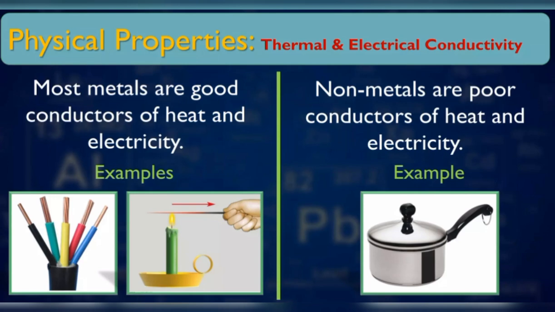Then comes thermal and electrical conductivity. So most of the metals are good conductors of heat as well as electricity. Like you can see that in electrical wires we use copper. Copper is a metal and it conducts electricity very well. And heat is conducted by many materials like iron or the metals that are used to make cooking utensils. But on the other hand, non-metals are poor conductors of heat and electricity. Example is the handle of this pan. The handle of this pan does not get hot because it is a poor conductor of heat and electricity as well.